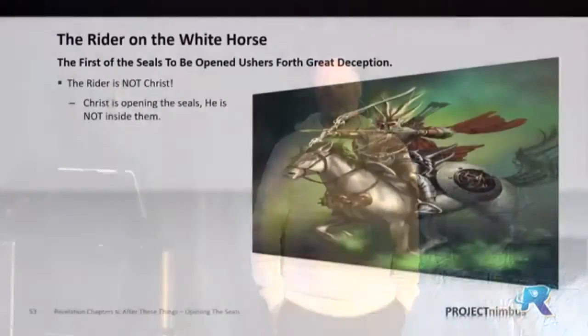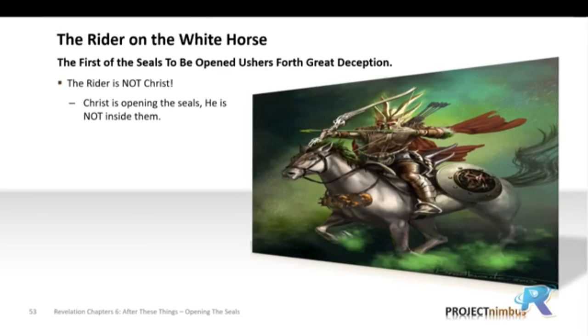Because many biblical commentators say this is Christ, because Christ rides a white horse. This is not Christ, because Christ is the one opening the seals. He's not inside them. You with me? Moreover, what was the first sign of the beginning of sorrows? False Christs. So if prophecy is pattern and we're following the pattern, false Christs are the first thing that we should see. So it should not shock us that we see a rider who is not Christ, but who is upon a white horse. You with me? Not until the end of the book do we see Jesus on a white horse.